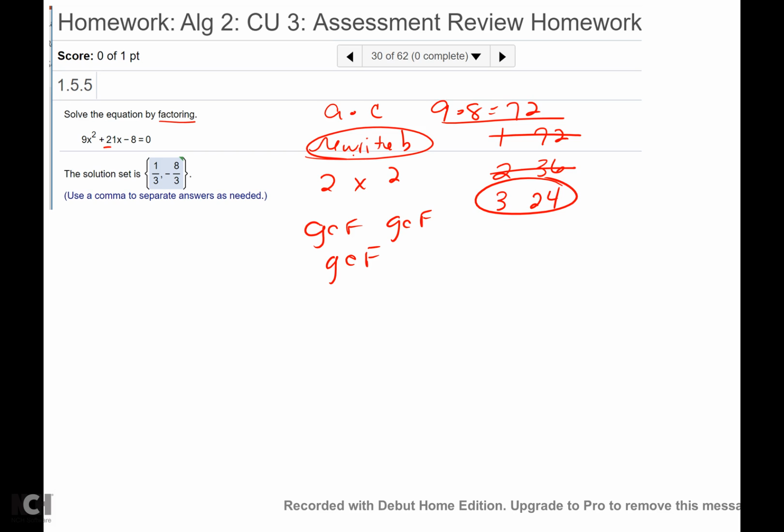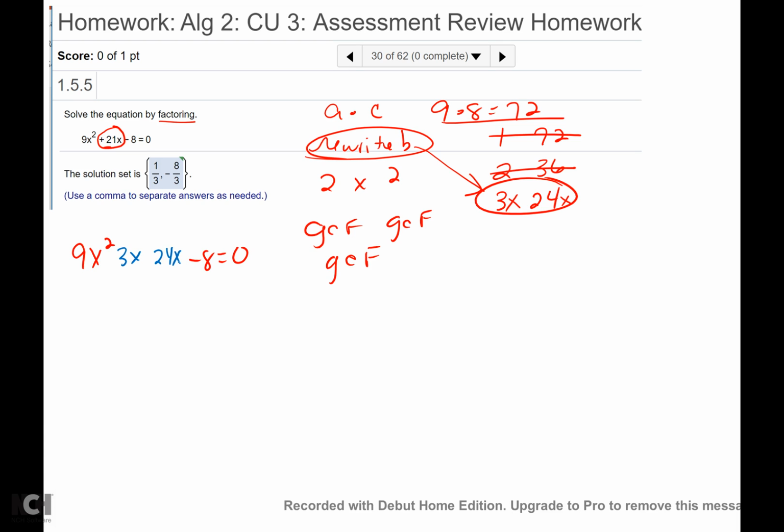So now I have to rewrite B, and I'm going to do it with a 3x and a 24x. So I'm going to keep my 9x squared, my minus 8 equals 0, but I'm going to rewrite my 21x as 3x and 24x. I just have to figure out the signs.